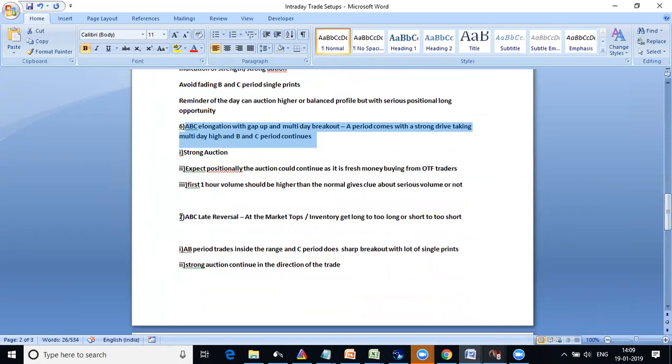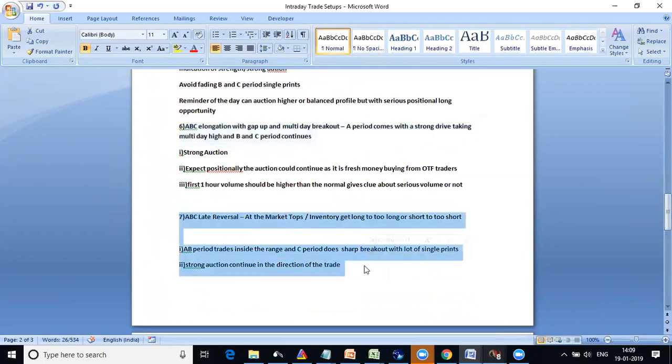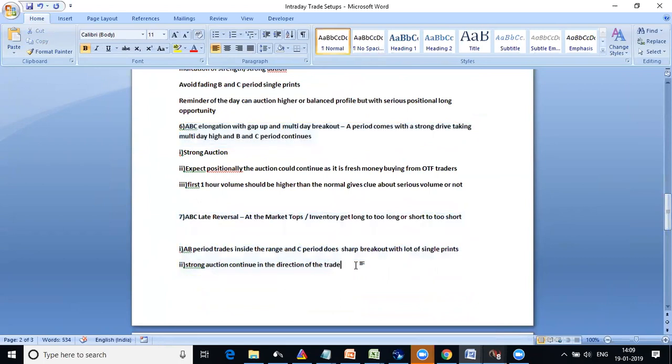By the time price opens inside the range, A and B trade inside the range, and C period does a sharp breakdown. It totally looks like ABC elongation, but then it is a single day breakout or multi-day breakout, it doesn't matter. A and B trade inside the range. C period elongates all of a sudden down or all of a sudden up.